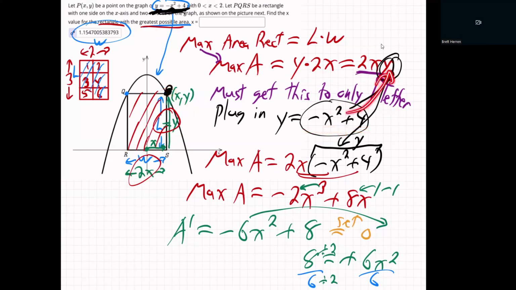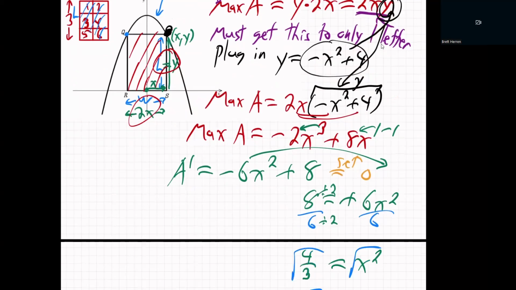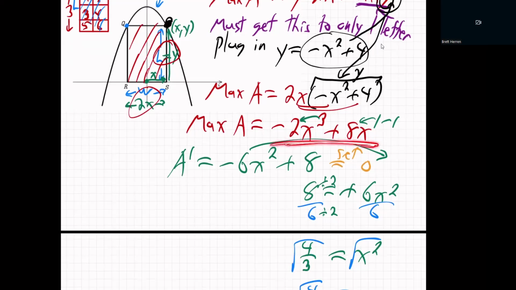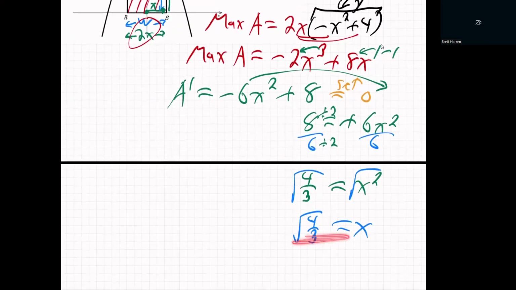So plug in for y right here: minus x squared plus 4. Y equals minus x squared plus 4. Plug it in, distribute, then we're ready to go. We've got it in one letter. How do you find the max? You take the derivative, set it equal to 0, solve for x, and there we go.